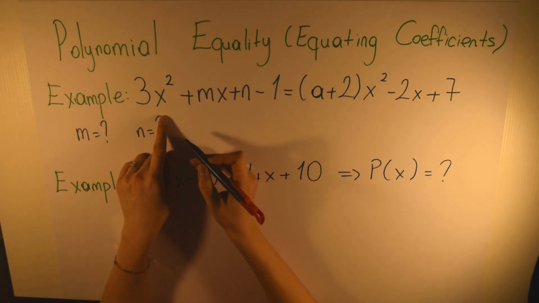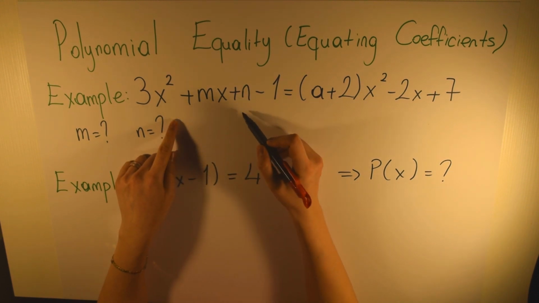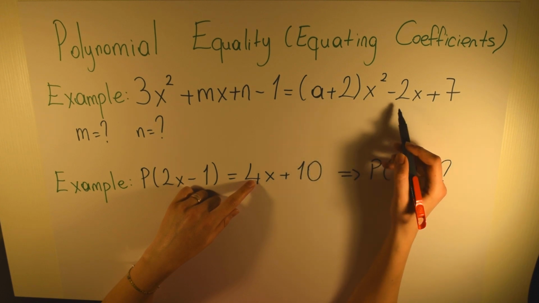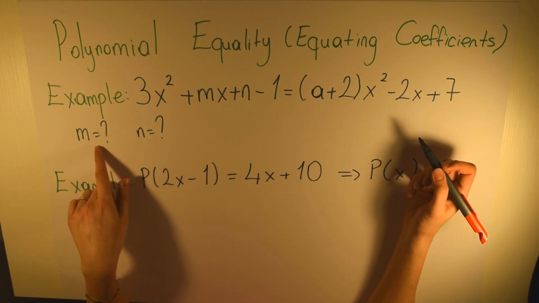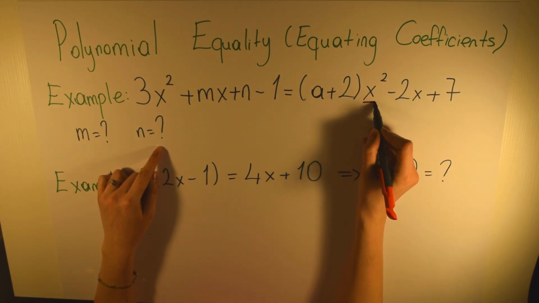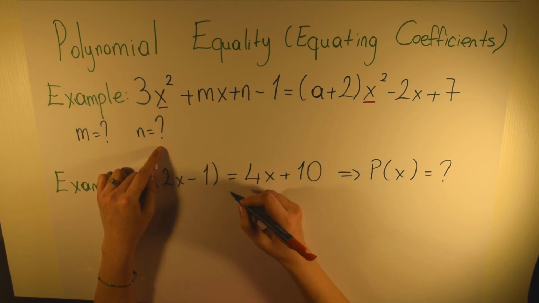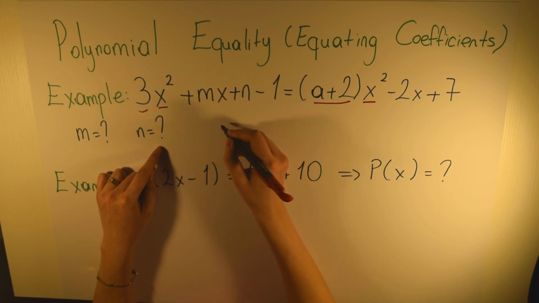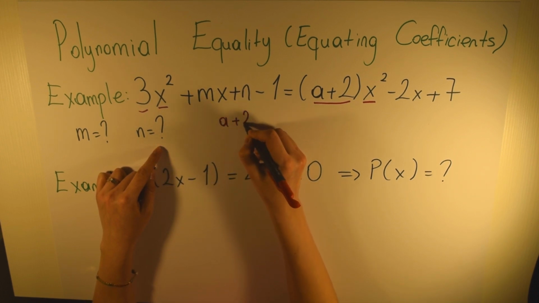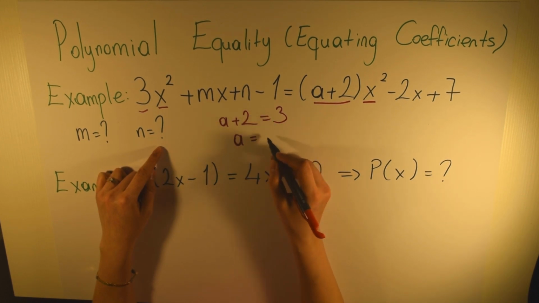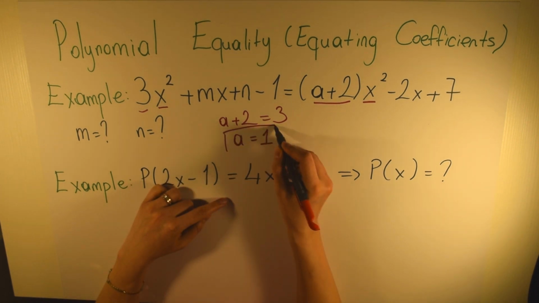As you can see here, we have 3x squared plus mx plus n minus 1 is equal to a plus 2x squared minus 2x plus 7. So m and n are asked here. As you can see, we have x squared, right? This means this a plus 2 has to be equal to 3. So a plus 2 is equal to 3, and from here we get a is equal to 3 minus 2, a is equal to 1.